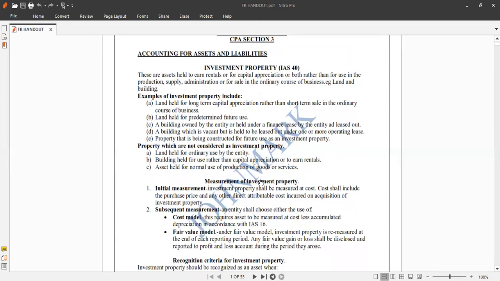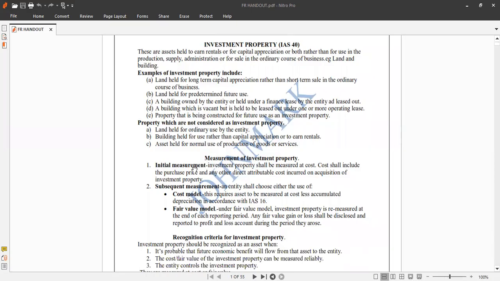So now, how do we measure investment property? Under initial measurement, the investment property shall be measured at cost. So measure them at cost. If you bought it at 100 million, that's what you recognize in your financial statement. Now, cost shall include the purchase price and any other directly attributable cost incurred on acquisition of the investment property.